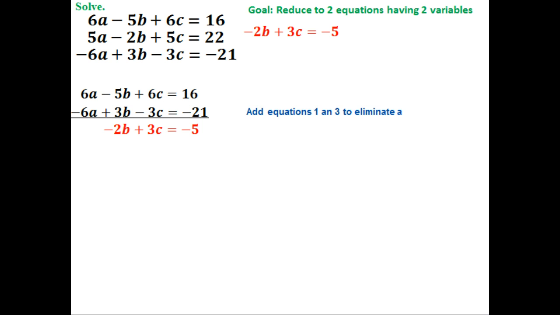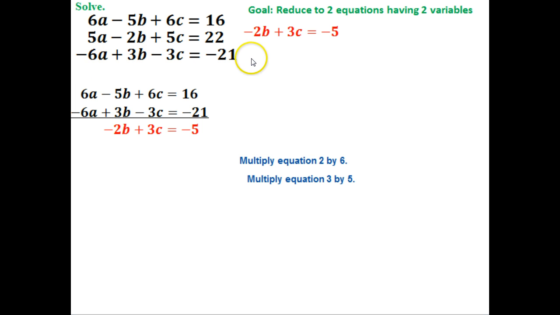So here's what I'm going to do. I'm going to multiply equation number 2 by 6. The reason why I'm doing 6 is that the lowest common multiple of 5 and 6 would be 30. In order to get 30, I'm going to have to multiply this entire equation by 6 and this bottom one by 5. So I'm going to multiply equation number 2 by 6 and equation number 3 by 5. That will give me my positive 30 and my negative 30. So let's do that now.